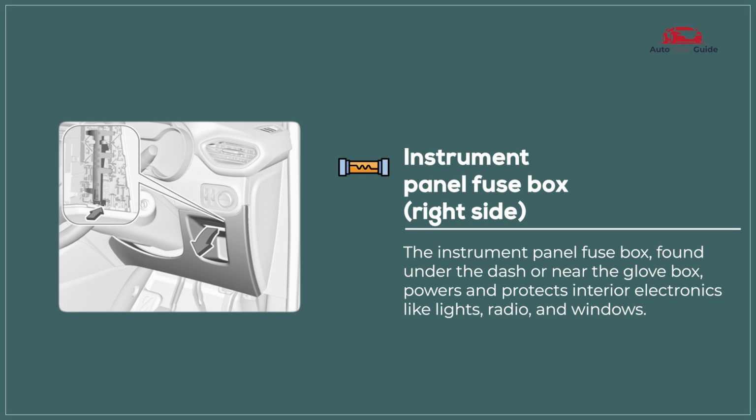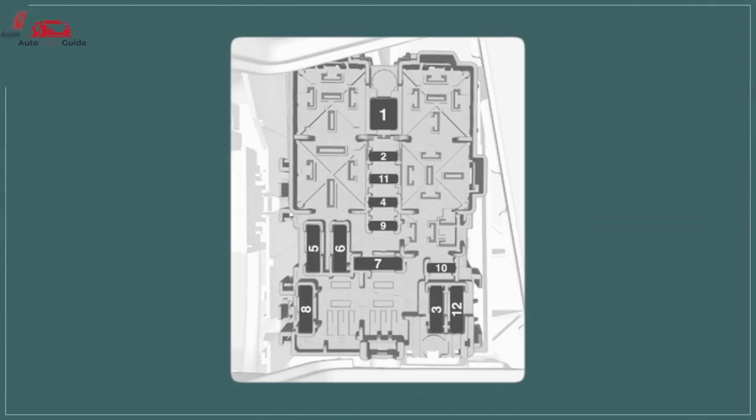Instrument panel fuse box. The right side of the instrument panel includes the infotainment screen, air vents, and passenger airbag indicator.